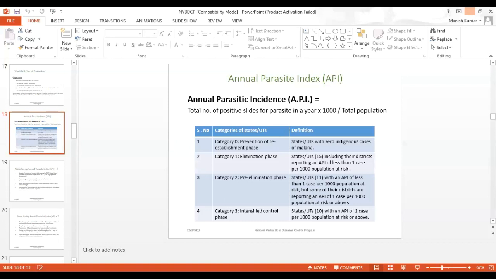Okay, so I've got a list of states also. Andhra Pradesh, Assam, so in the Northeast, Assam is there. Assam, Bihar, Chhattisgarh, Goa, Jharkhand, Karnataka, Gujarat, Kerala, Madhya Pradesh, Maharashtra, Odisha, Tamil Nadu, Uttar Pradesh, West Bengal, Pondicherry, Andaman Nicobar, Daman Diu, and Lakshadweep. So these are the places where filaria cases are still being recorded.